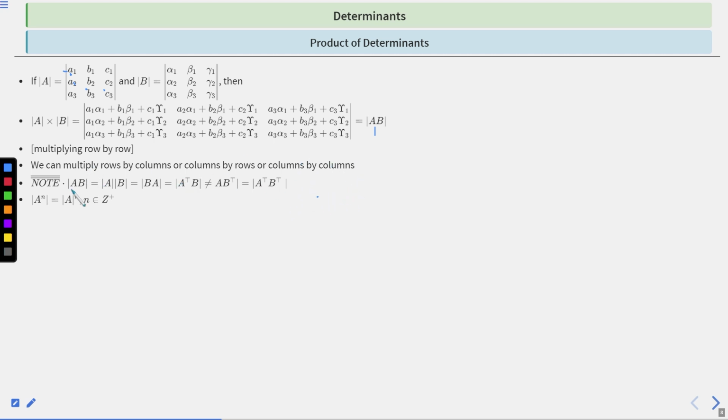Now, you can note one important point. Determinant of AB is equal to determinant of A into determinant of B, which is equal to determinant of BA, which is equal to determinant of A transpose B, and which is also equal to determinant of AB transpose, and this is equal to determinant of A transpose B transpose, right? Now, determinant of A to the power n is basically determinant of A to the power n, where n belongs to Z plus, a positive integer. N should be a positive integer.